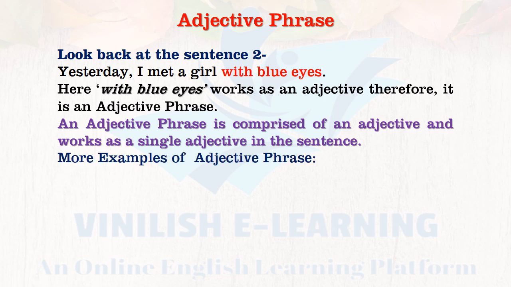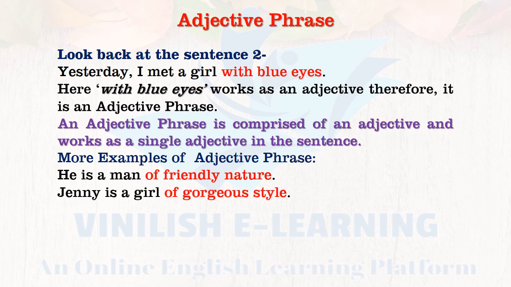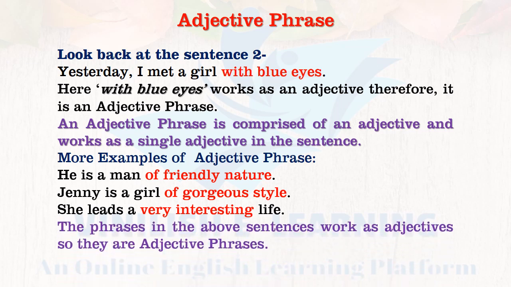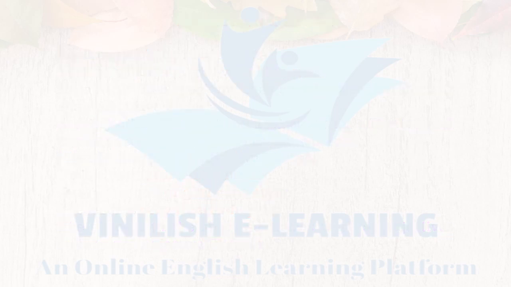More examples of adjective phrase. He is a man of friendly nature. Jenny is a girl of gorgeous style. She leads a very interesting life. The phrases in the above sentences work as adjectives, so they are adjective phrases.